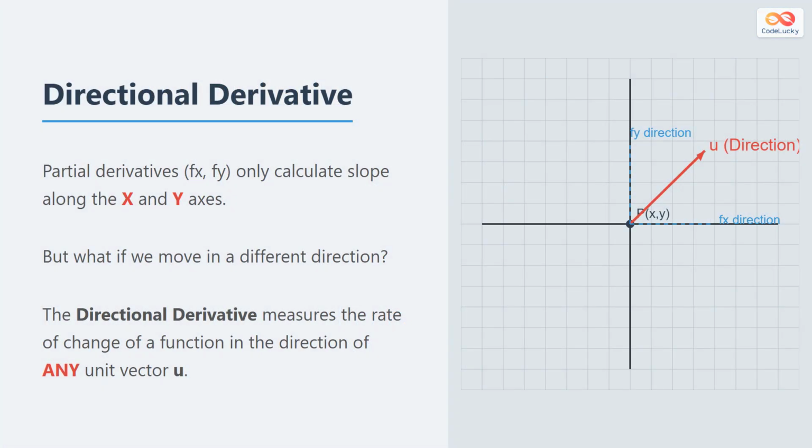First, let us recall partial derivatives. We are used to calculating slope along the x-axis or the y-axis, but surfaces are three-dimensional. We might want to walk in any direction, not just north or east. The directional derivative allows us to measure the rate of change of a function in the direction of any unit vector, u.